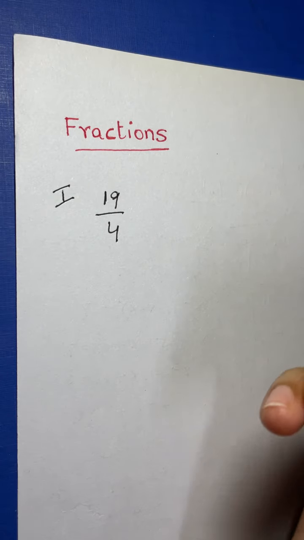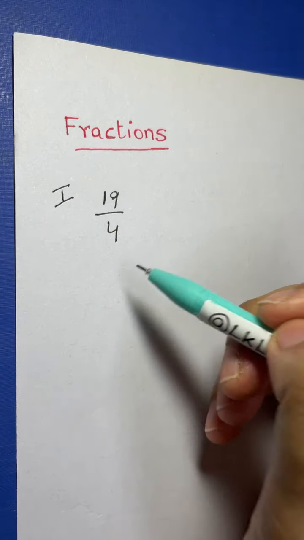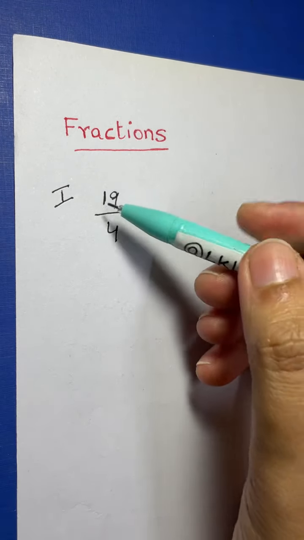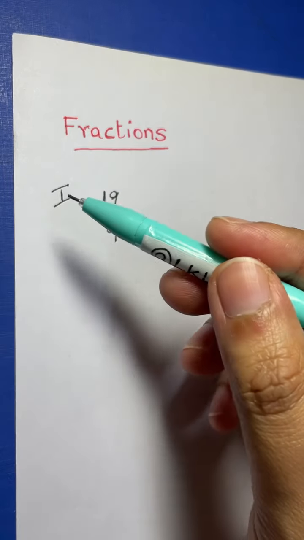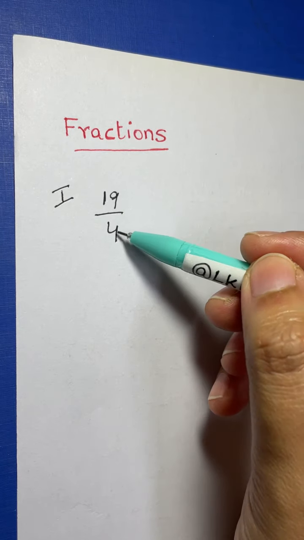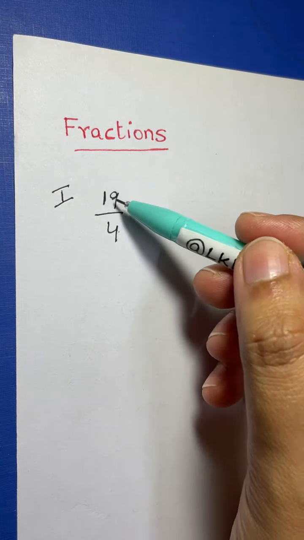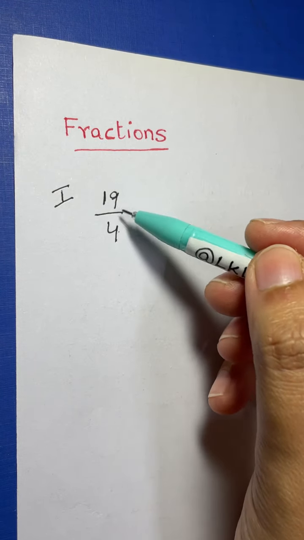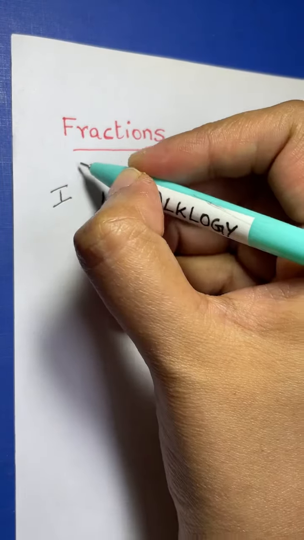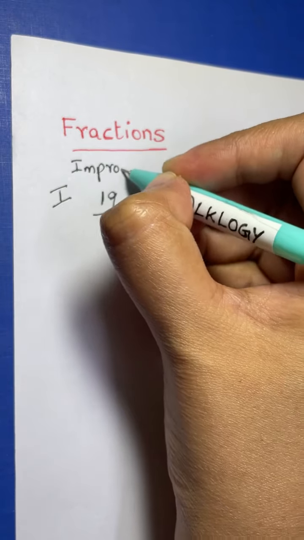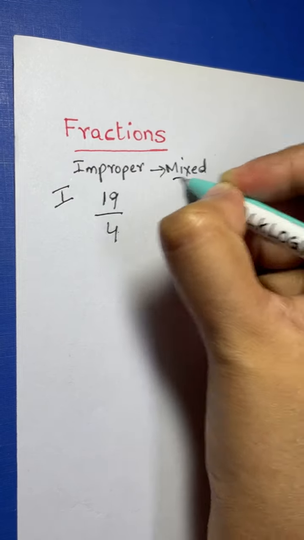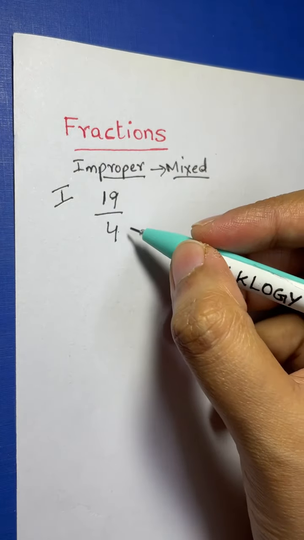First of all, you should know what a proper fraction and an improper fraction are. A proper fraction is one where the numerator is less than the denominator. This is an improper fraction, where the numerator is more than the denominator, that means the top number is more than the denominator. It is called an improper fraction. So you are going to convert an improper fraction to a mixed number. How would we convert an improper fraction to a mixed number?